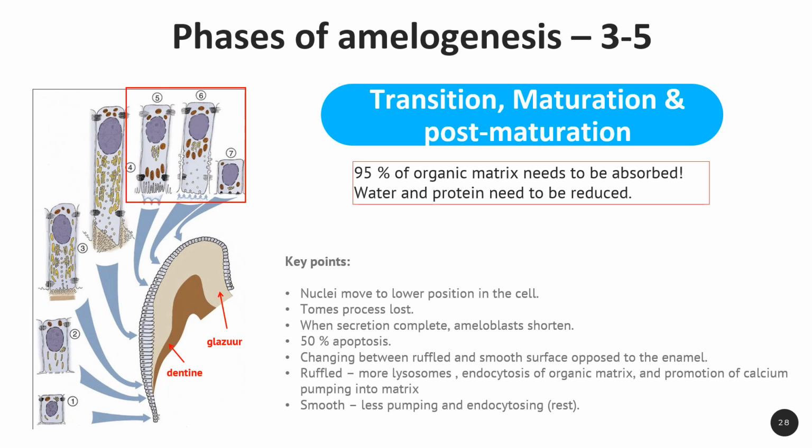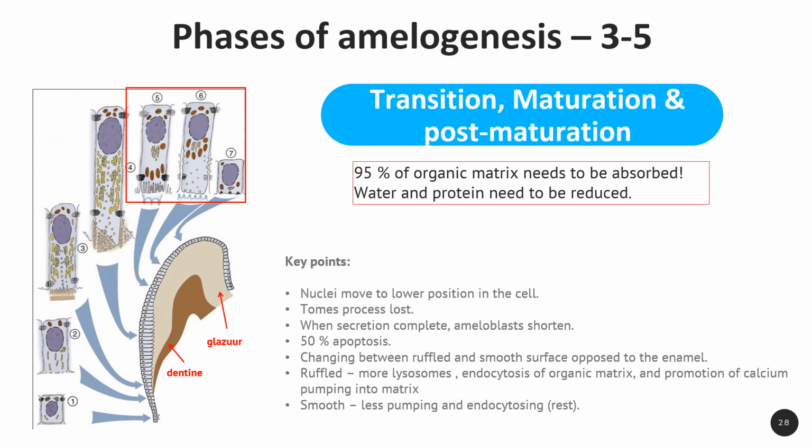In between these two phases are the phases of the ameloblast life cycle which perform the reabsorption of the water and protein. And the theory is that the reabsorption happens in this ruffled phase, and that this smoother phase here is a resting phase, or sort of in between these two cycles, allowing the cells to recover from reabsorbing all of this organic material. So that less pumping and endocytosing of the organic matrix from the pre-enamel happens here. Here it's happening a lot.